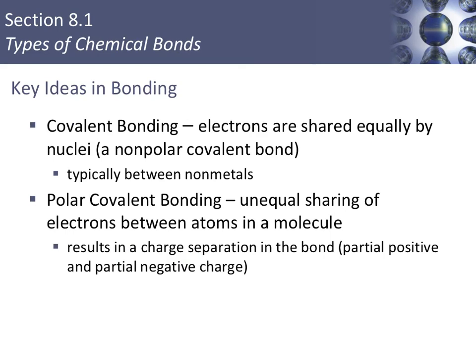When we have covalent bonding, we have electrons that are shared between typically two nonmetals. When they are shared equally, we call it a nonpolar covalent bond. And when they are shared unequally, we call it a polar covalent bond. An unequal sharing of electrons makes one end of the bond a partial positive and one end of the bond a partial negative.